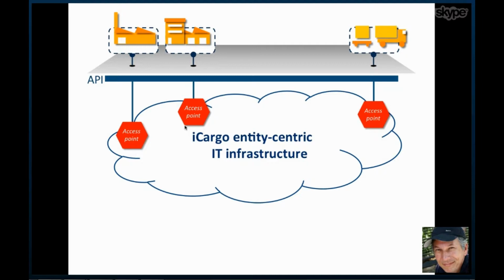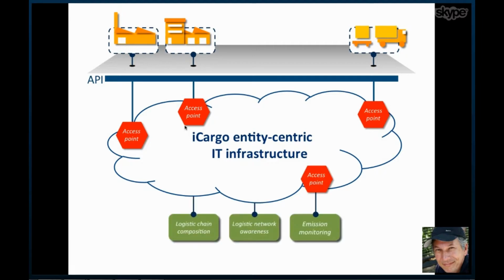We call them access points because they are also a virtual representation of the organization or the truck or the cargo that is the subject. But it's not only applicable for things. Also, software services like emission monitoring or logistic chain composition can be part of the ecosystem. And again, if they implement the iCargo REST interface, they can connect directly, and otherwise they also need a separate access point software service to connect.